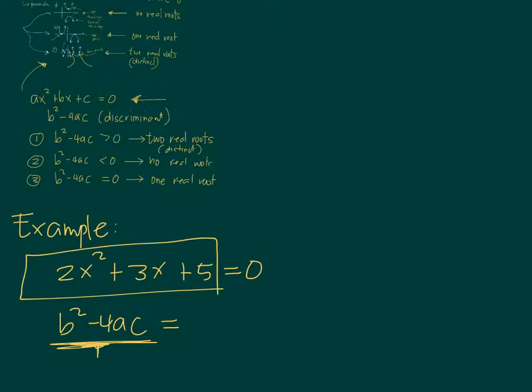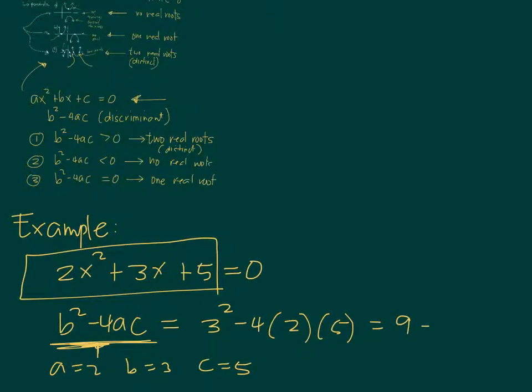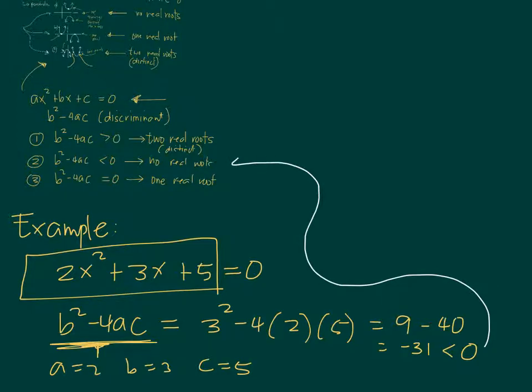Okay, so our a is 2, our b is 3, and c is 5. So b squared minus 4ac will be 3 squared minus 4 times 2 times 5. So this will be 9 minus 4 times 2 is 8, times 5 is 40. And this is negative 31. So negative 31 is a negative number, so it is less than 0.